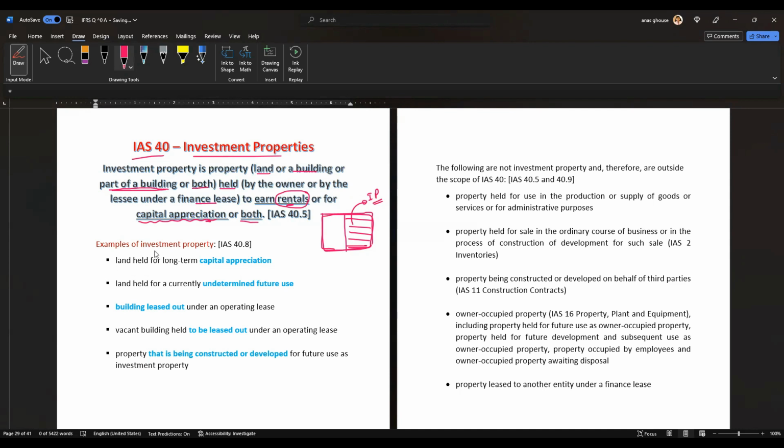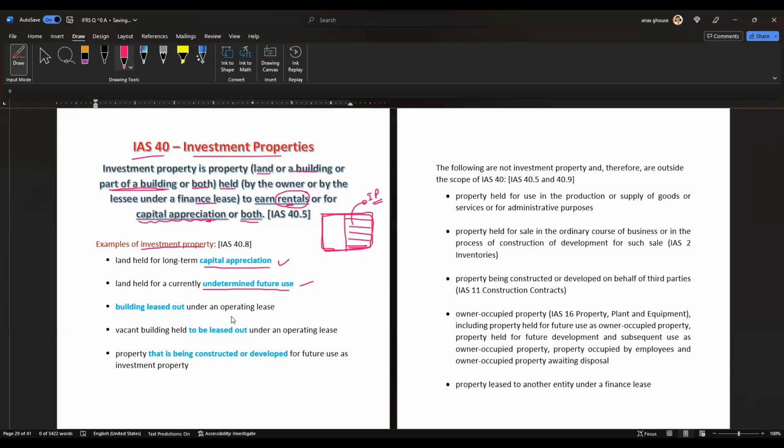So what are the examples of investment property? According to IAS 40, land held for long-term capital appreciation. Okay, so if the land or building is held for capital appreciation, that is known as investment property. And also land held for currently undetermined future use. Okay, so you don't know what the company is going to do, so those kinds of properties also will be treated as investment property. So that is an investment property.